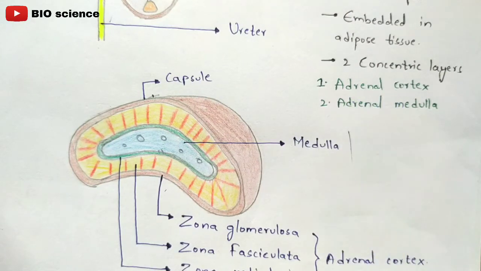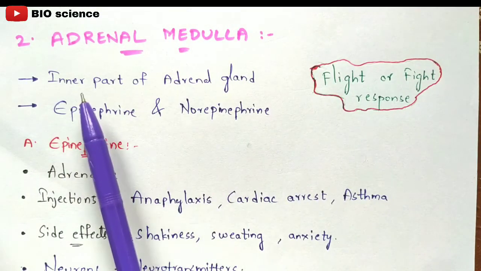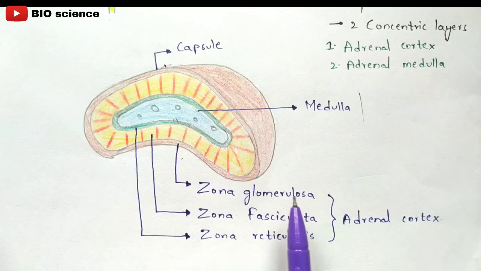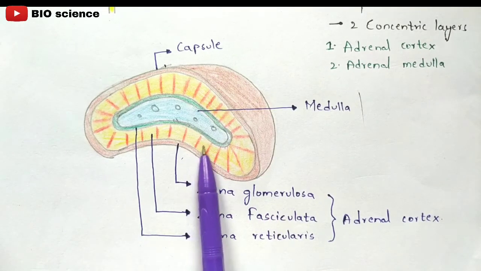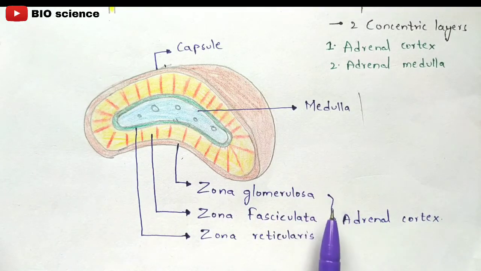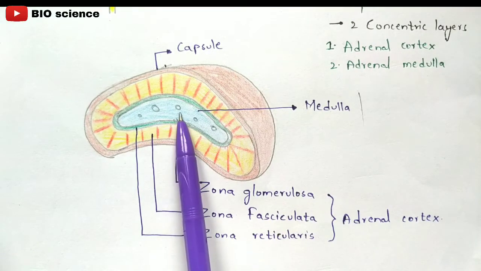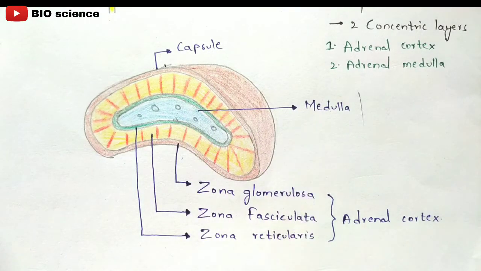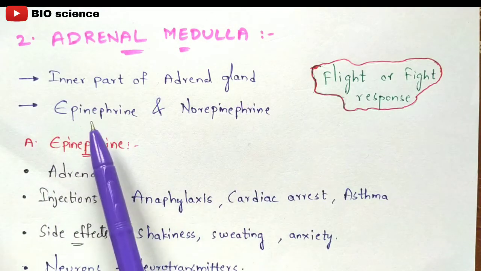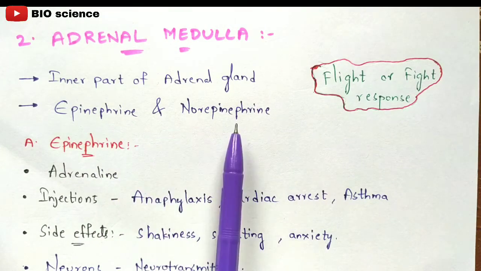So now let us enter into the adrenal medulla. It is the inner part of the adrenal gland. If you see the diagram, this is the adrenal cortex region. This first layer, this is the second layer, and this green color is the third layer, which constitutes the adrenal cortex, right? So this middle and innermost region is called the medulla, right? Hence I have mentioned here, it is the inner part of the adrenal gland. And the hormones which are secreted from this adrenal medulla are epinephrine and norepinephrine.